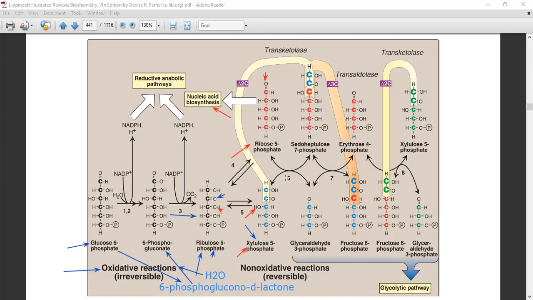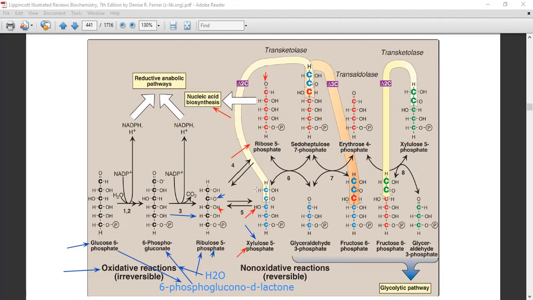Then ribose 5-phosphate and xylulose 5-phosphate combine to form sedoheptulose 7-phosphate and glyceraldehyde 3-phosphate. I want you to see something. These are 5 carbons here, and also these are 5 carbons here. So when they combine, they give you 10. So we must have a total of 10 carbons. Sedoheptulose 7-phosphate has 7 carbons, and glyceraldehyde also has 3. The number of carbon atoms does not change.